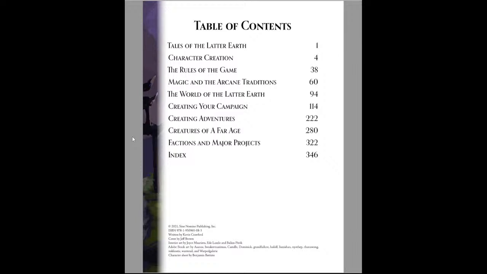And then from page 4, we have rules of the game in page 38. So that's about 34 pages of character creation alone. We have rules of the game at 38, and then it goes into magic and arcane traditions in 60. So that puts it about 22 pages of rules of the game, which is considerably short, I would think, for other RPGs.